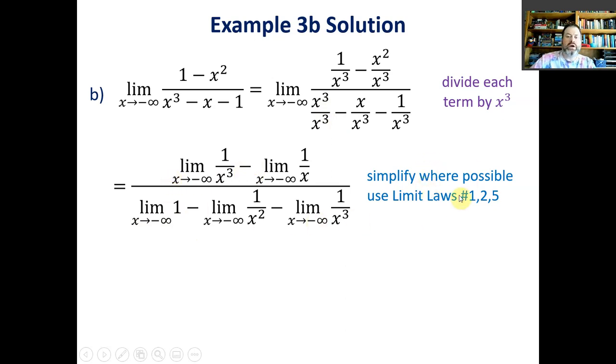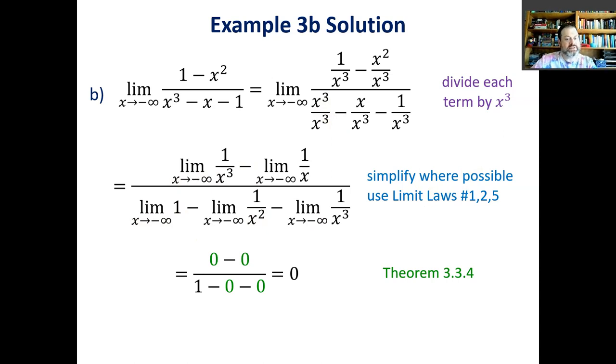So simplify where possible. Use the limit laws. Use the theorem. Anything that is 1 over x to any power, as x goes to positive or negative infinity, as long as that number exists, it's 0. So 0 minus 0 over 1 minus 0 minus 0 is 0. So, not too hard. It's just a lot of algebra, and you have to keep track of some stuff.